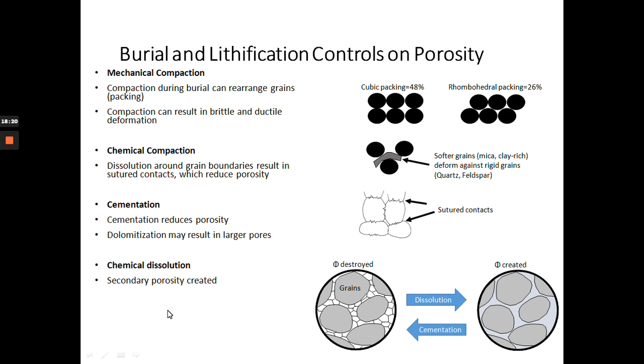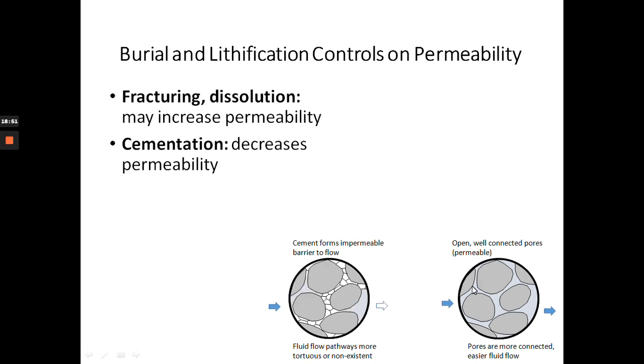Now, dissolution affects porosity the other way around. Right? So let's say you have a cemented sandstone here, quartz grains with calcite cement. Now, maybe acidic rainwater is percolating through the pores. Your calcium carbonate is dissolved. You start to get new porosity, and this is secondary porosity, right? This is newer porosity, and now you are increasing porosity. You're going the other way around. Okay, so that is how burial and lithification control porosity.